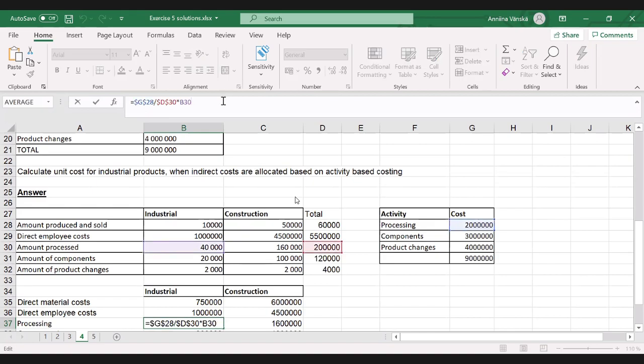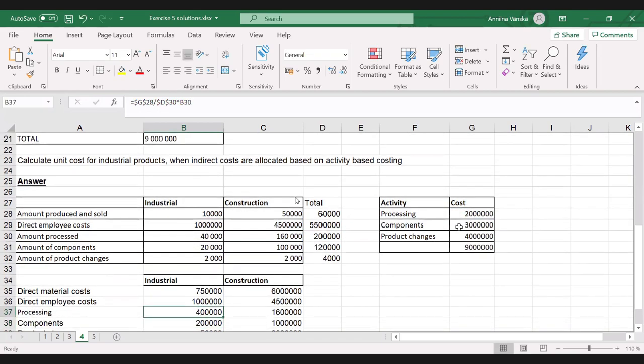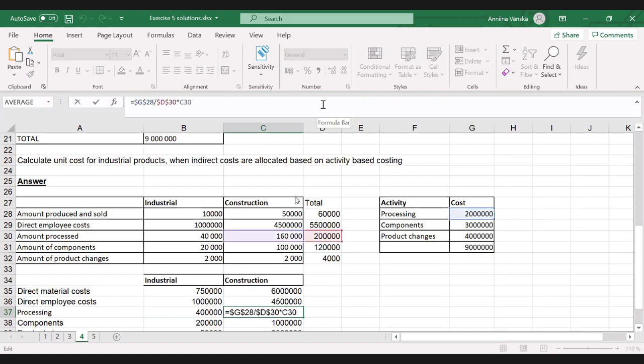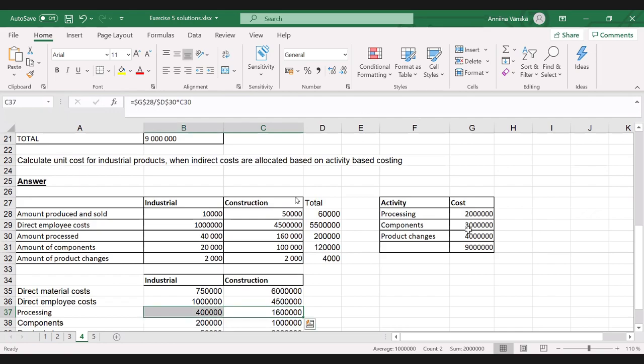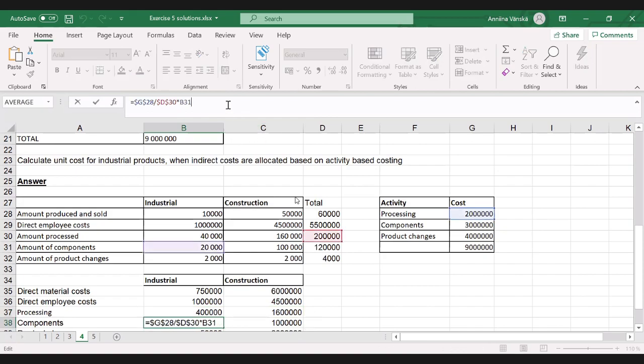Processing, we knew that the share of industrial is 40,000 out of 200,000, and we knew that this 200,000 cost 2 million. So then the industrial's share of the processing cost is 400,000. Same thing for the construction, and naturally these together are the same 2 million as here. Same thing for the components.